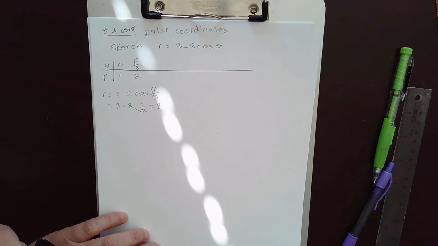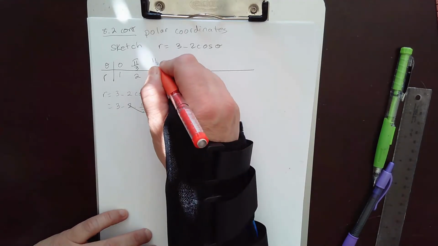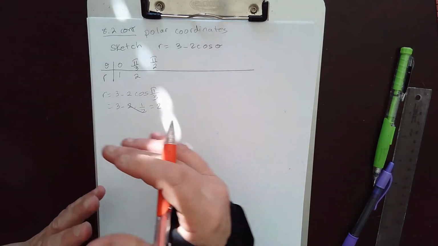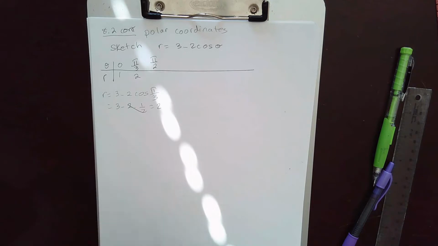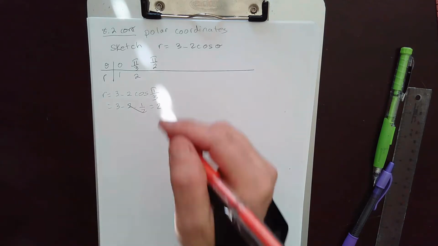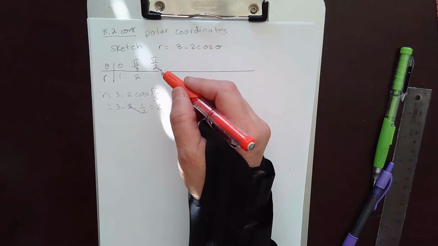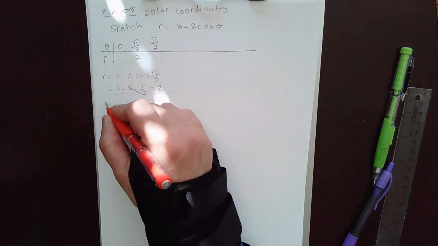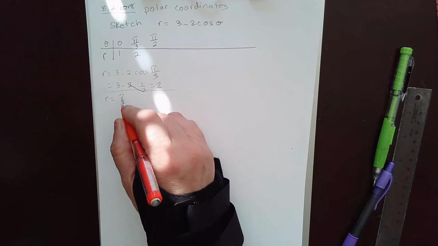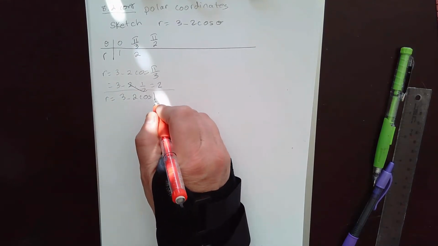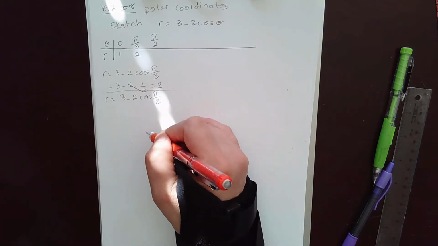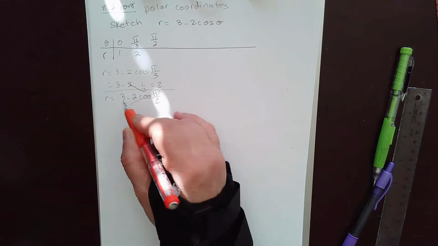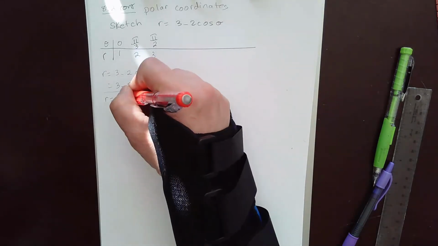Okay? Now you can select any value. So what I'm going to do here is select 0, pi over 3, pi over 2, 2 pi over 3. You can also select pi over 6 as well. So let's see. When theta is pi over 2, what do you get? Let me write it down here. r would be equal to 3 minus 2 cosine pi over 2. We know that cosine pi over 2 is 0. Okay, so this goes away, so r would be what? 3. That's what's left, 3.